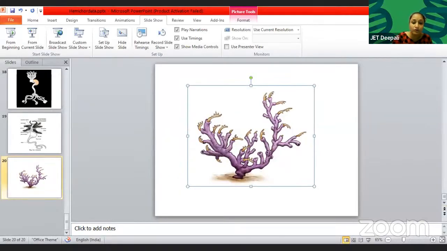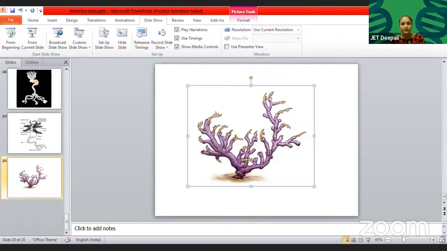Now let's have a look at some notes of the hemichordates. Okay, see general characters of hemichordate. You can make the notes. I will read this very slowly. You can make the notes. Okay, this is a concise kind of PDF.